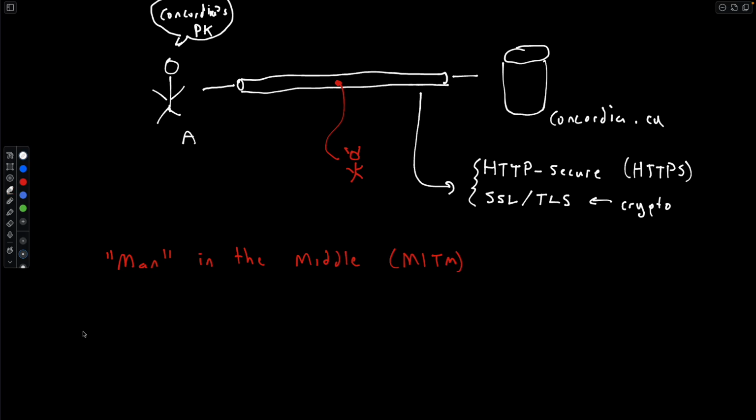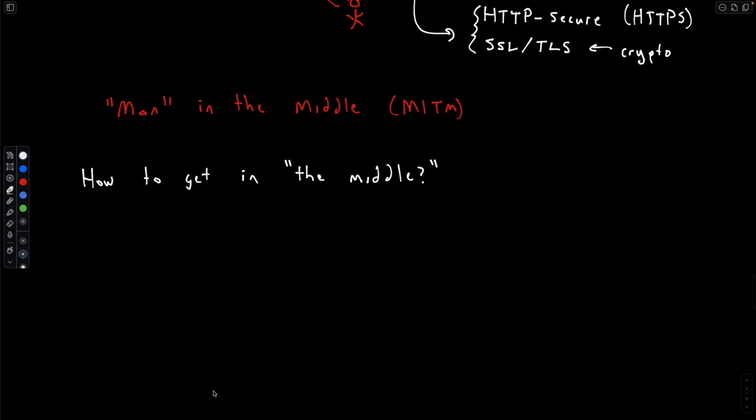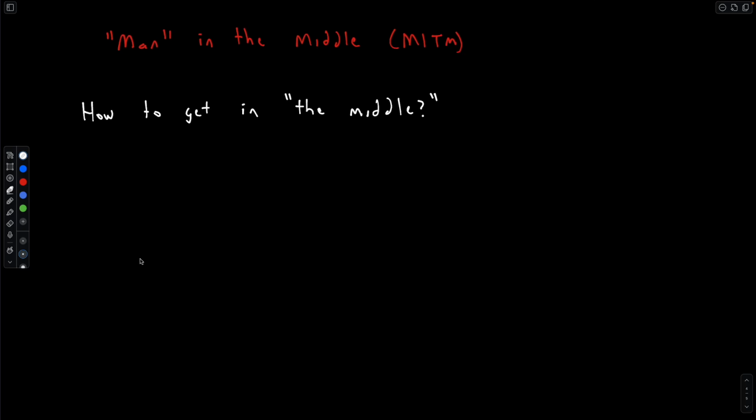Okay, and so my question is how to get in the middle. There's a bunch of different ways. I just want to show you one. If you see one and understand one, then you can kind of understand how it might work in other parts of the protocol itself.